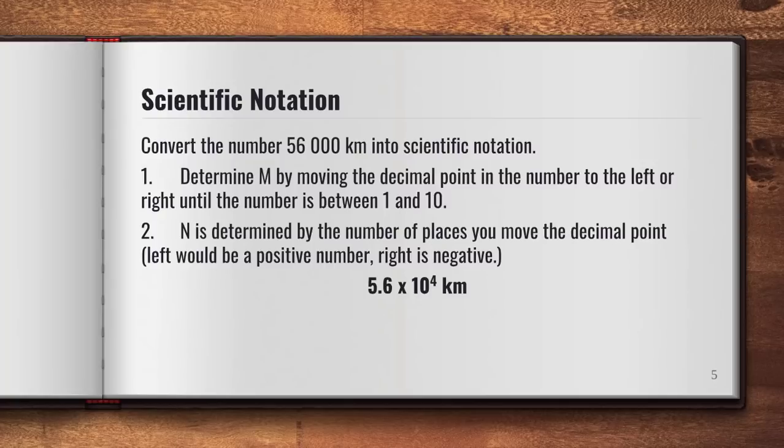Move the decimal point to the left or the right until the number is between 1 and 10, and then count up the number of times you move the decimal point over. If it's to the left, you give it a positive number. If it's to the right, you give it a negative number. Simple enough. Now let's do some practice problems together.